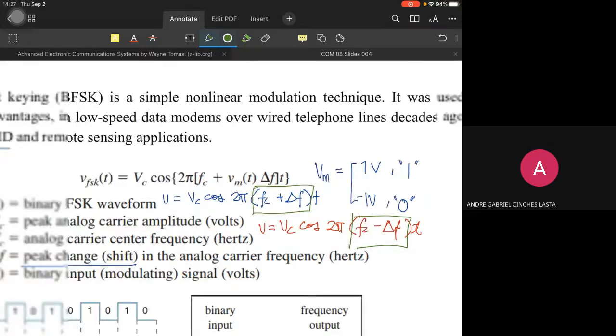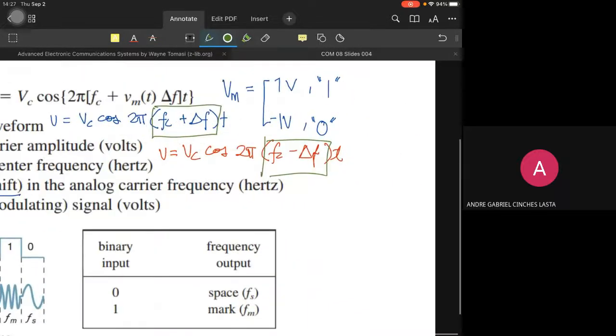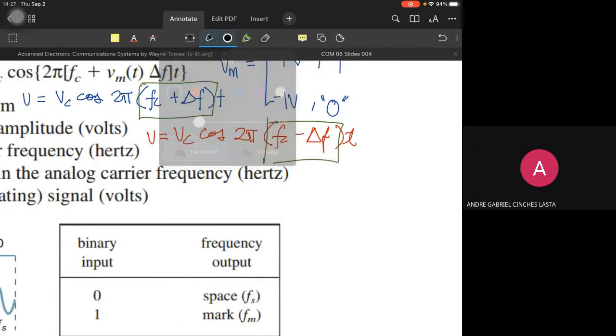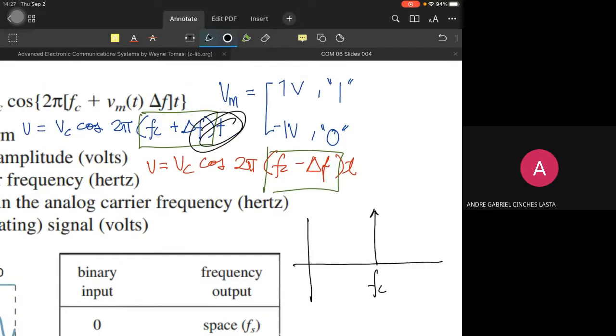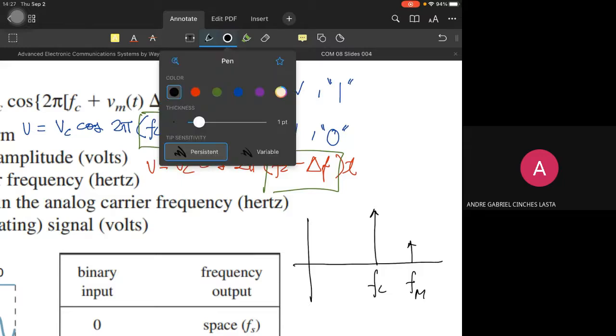So if we graph this in the frequency domain, I think there will be an illustration later, but we can do it first. If this is the frequency of the carrier, FC, for logic 1 it is FC plus delta F. So FC plus delta F is the frequency for logic 1. We call that FM.